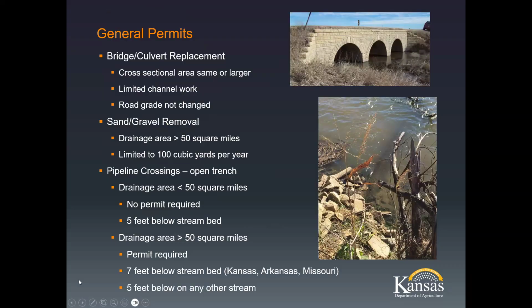So there is a condition in there about a general permit. A general permit is if you're going to do a minimal amount of work, and then you can get a general permit from our office. It's a $100 fee, and it's a quick turnaround from us. So what qualifies for a general permit is a bridge or culvert replacement. If the cross-sectional area is the same or larger, has limited channel width, and the road grade doesn't change for your culvert replacement, then you can qualify for a general permit.